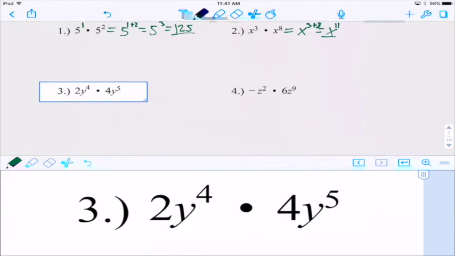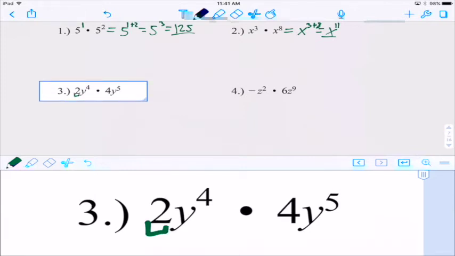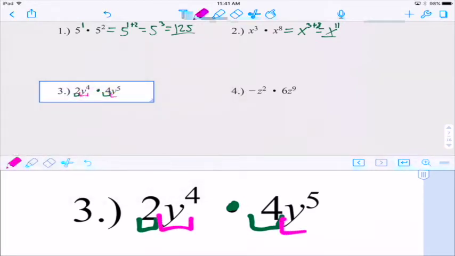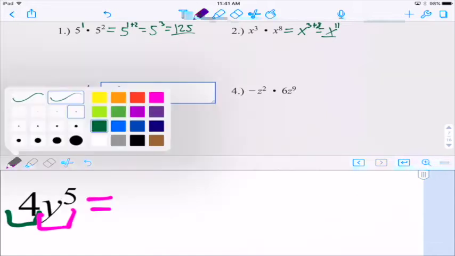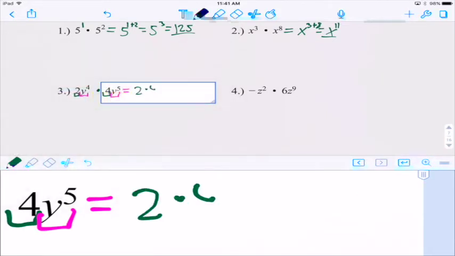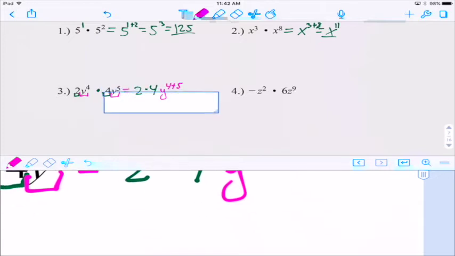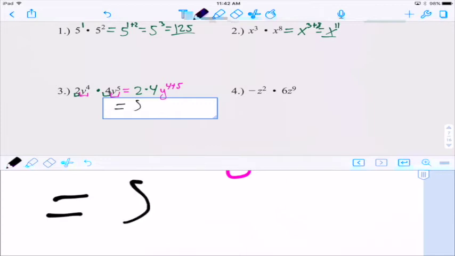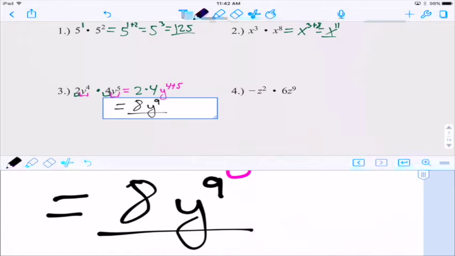This one we've got numbers and letters. So we're going to multiply the numbers together because that's what this dot is. It's multiplication. And then we're going to use the rule on the variables. So I'm going to use that in pink for you. This means we've got 2 times 4, and we've got y to the 4 plus 5. Okay, I'm going to write it on a new line. That equals, well, 2 times 4 is 8, and we have y to the 9th. That's as far as we can go, all done.